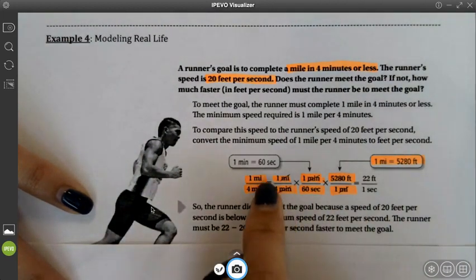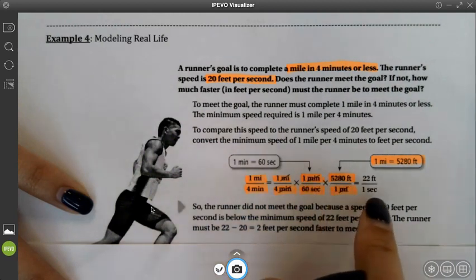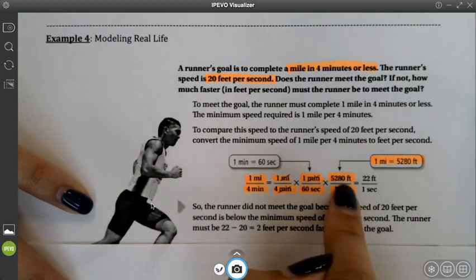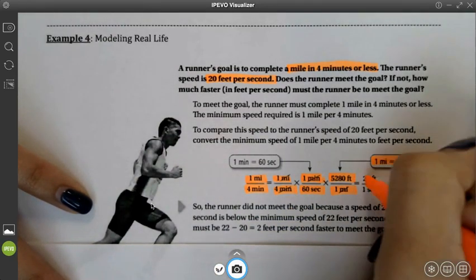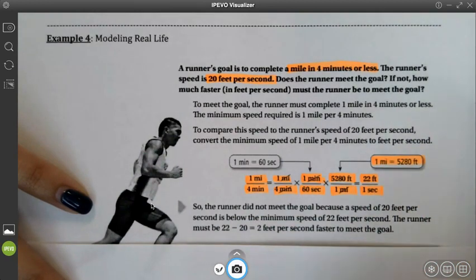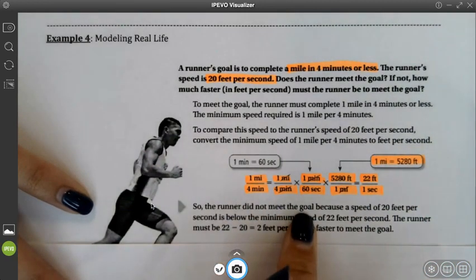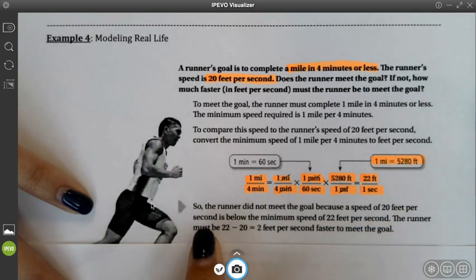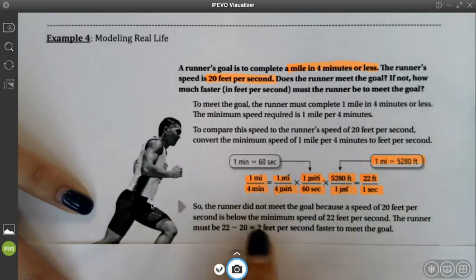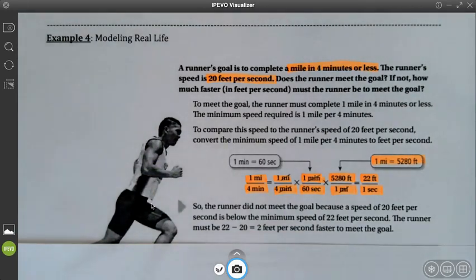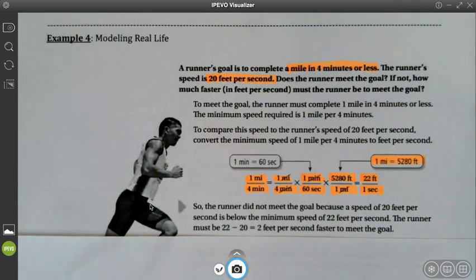You multiply across. 1 times 1 times 5,280 and 4 times 60 times 1. And it simplifies to 22 feet per second. So the runner did not meet his goal because a speed of 20 feet per second is below the minimum speed of 22 feet per second. So unfortunately, that runner was 2 feet per second short. That's how much he needed to speed up, 2 feet per second in order to meet his goal. And those are the notes for 3.6.